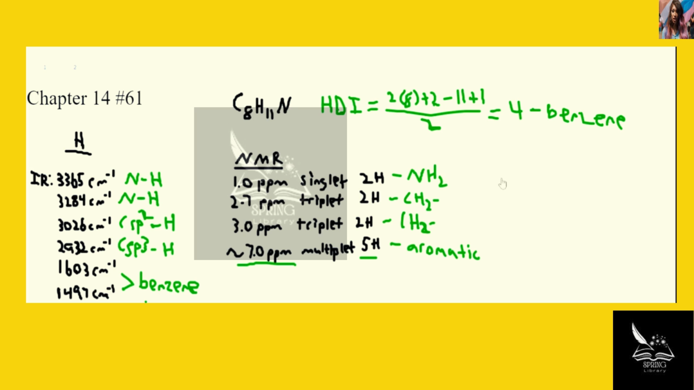Okay, so we have our aromatic ring, monosubstituted. So there's one of our methylene groups. There's the second methylene group. And then here is our NH2. Okay, and so that fits with all of the data that we have here. And so that's the structure of H.